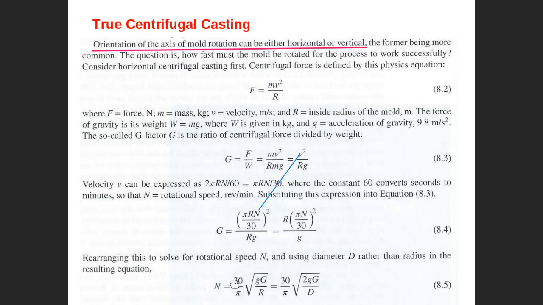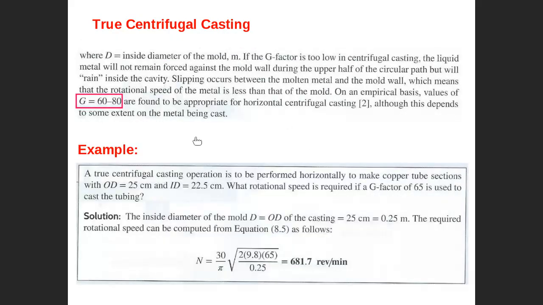Then N as a function, from this equation, we can say N equals 30 divided by pi, times the square root of 2 G g divided by D. Here g is gravity acceleration and G is the G factor. This is the N equation. Actually, this is very important, so we can identify what is the speed required for centrifugal casting. So this is the N equation to obtain the needed speed or RPM to do centrifugal casting. G, as I told you all the time, they would like to maintain between 60 and 80. It is recommended, or the standard being used, between 60 and 80.